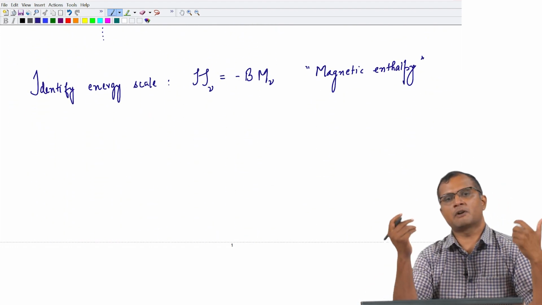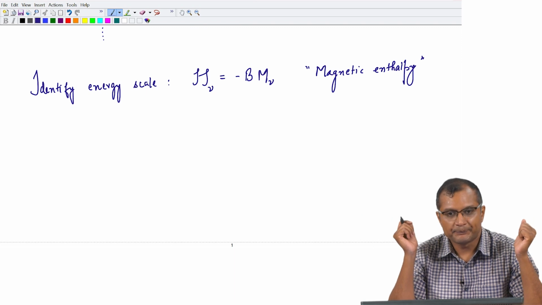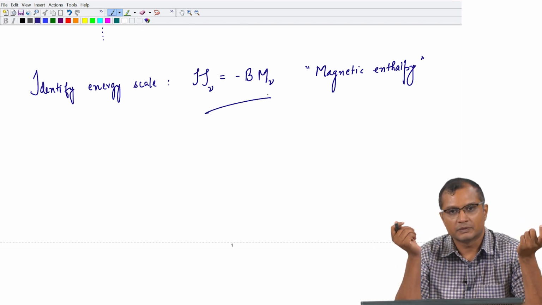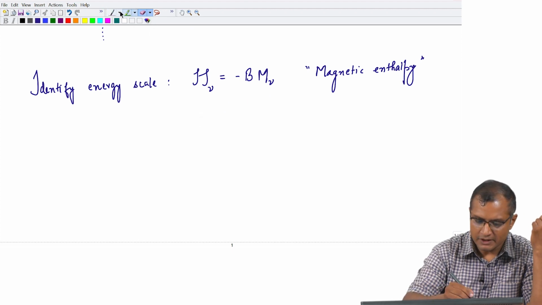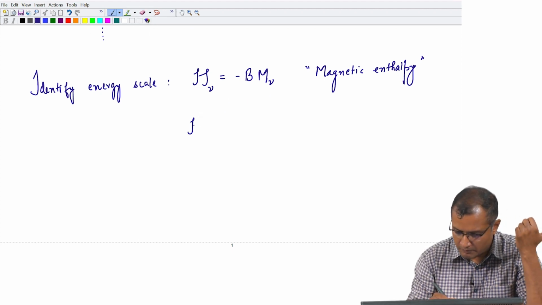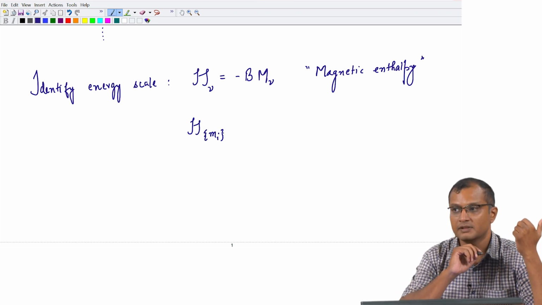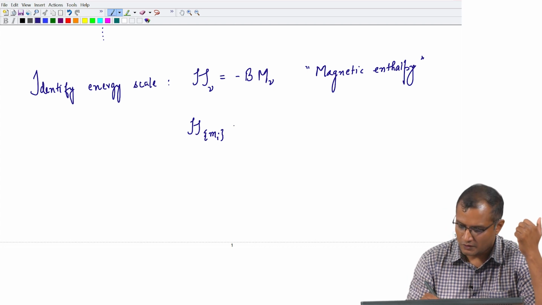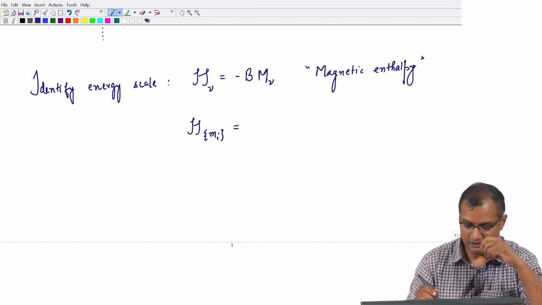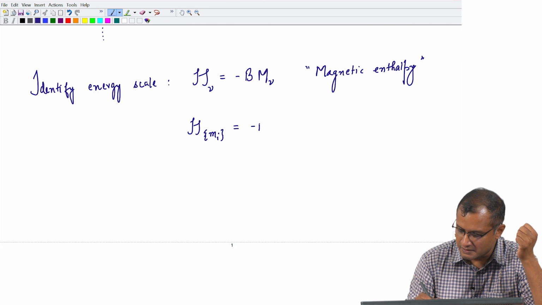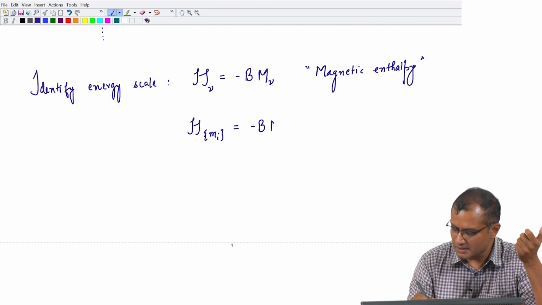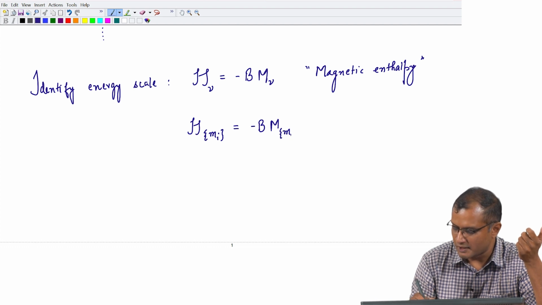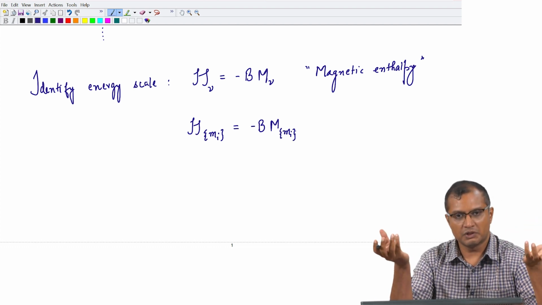So, the energy scale of the problem is nothing but the magnetic enthalpy, which is this. If you want to write it down explicitly, you can say my nu is nothing but the set of excitations. So, that is the Hamiltonian of this particular microstate, given as minus B times the instantaneous magnetization, which is nothing but the set of values of the mi's in our nu notation.